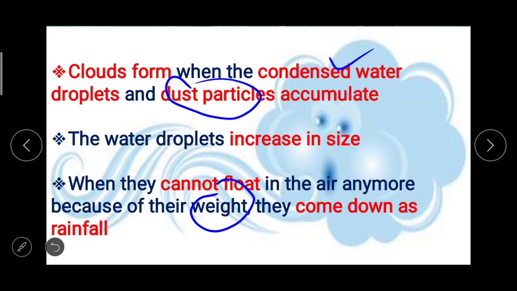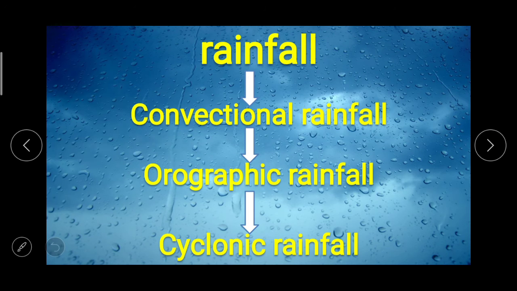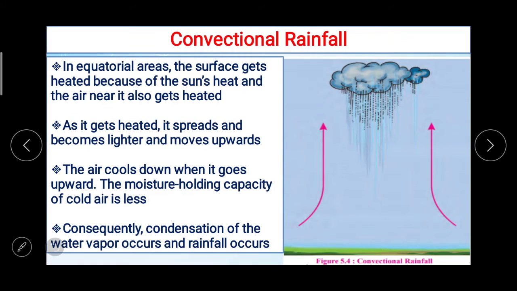Because their weight and size increase, they cannot move, and that's why they come down as rainfall. They come down as rain. Now we are going to discuss the different types of rainfall. The first one is convectional rainfall, then orographic rainfall, and then cyclonic rainfall. One by one we'll discuss these.